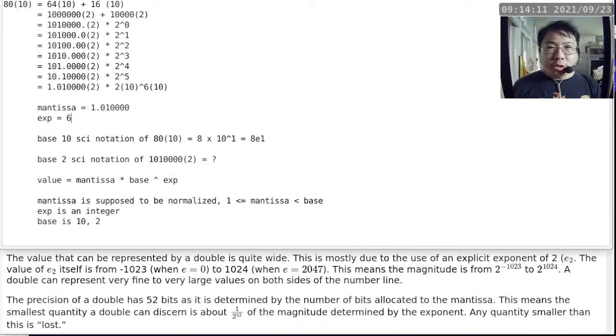So now that we have a method to convert any value into the format where we have a base 2 mantissa and a base 2 exponent, the question is, how do we put all of these bits into a 64-bit number so that we end up representing 80 in this case? When I say 80, it's a quantity. 80 is a number in base 10. So how do we do this?